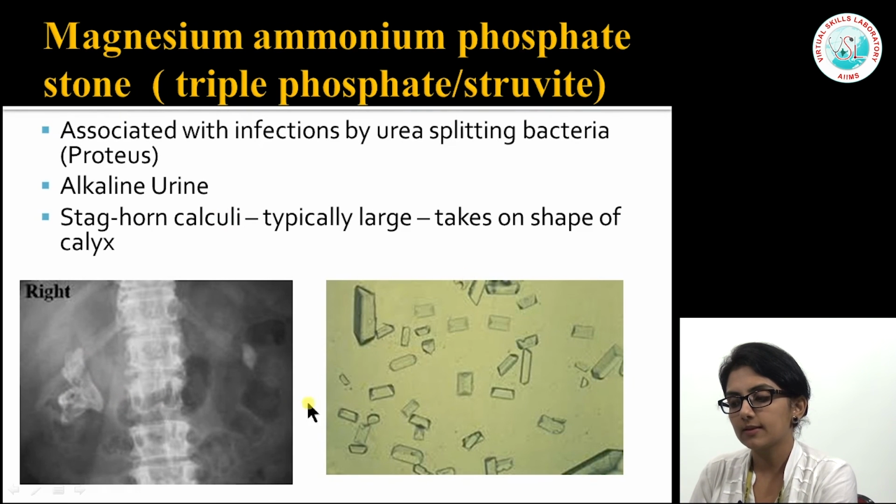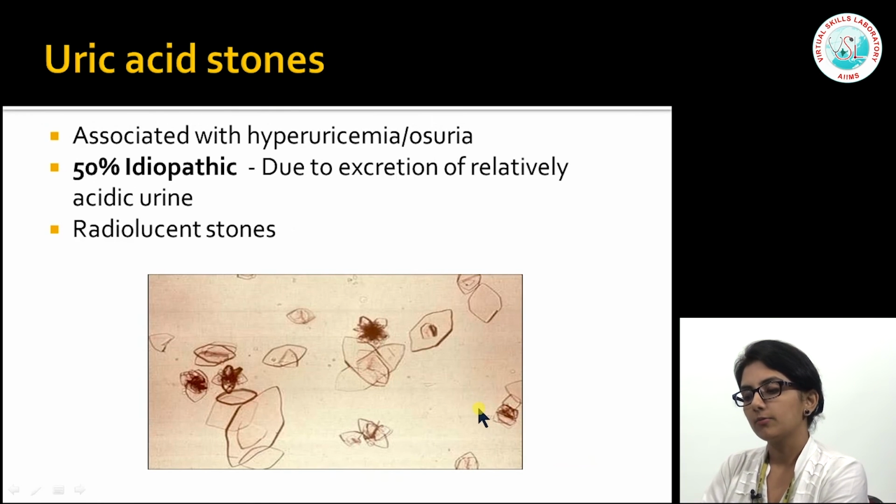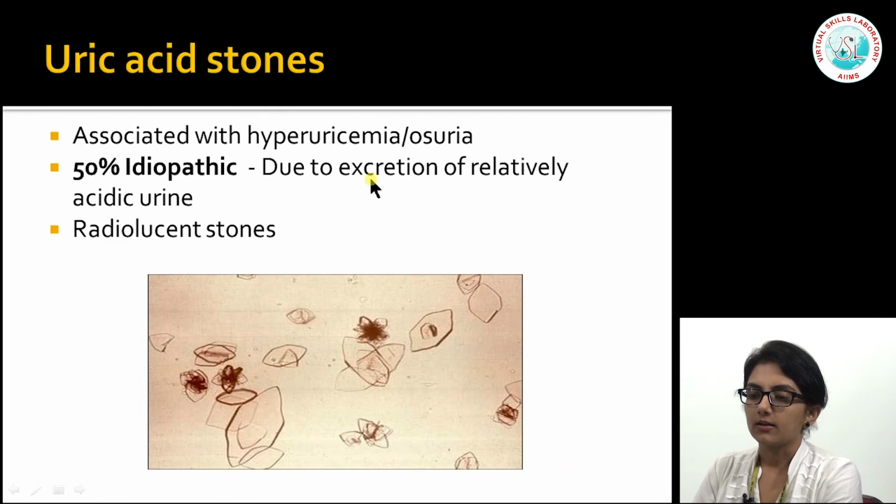And what would we see in the urine? We see these crystals with a coffin lid appearance. That's the classical description of a triple phosphate crystal. Move on to urate. Patients with urate stones tend to have hyperuricemia or hyperuricosuria.